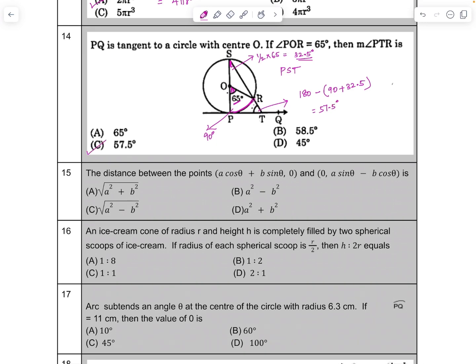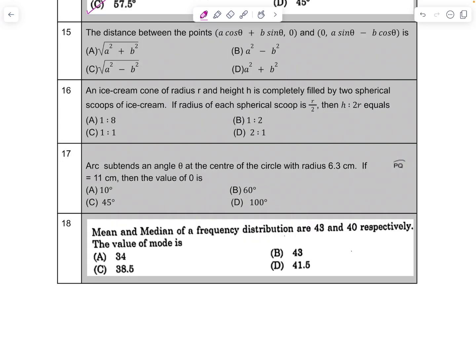Right answer is option C. Question number 15. The distance between the points (a cos theta plus b sin theta, 0) and (0, a sin theta minus b cos theta) is.